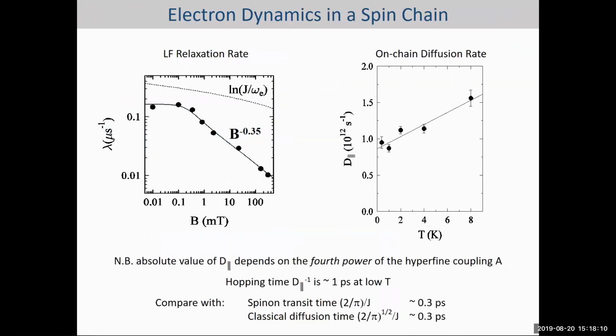Study the field dependence and see the power laws, and then convert that to an absolute diffusion rate operating along the chain. It's quite sensitive to this hyperfine coupling. It's actually a fourth power, so it's quite important to get a good value for the coupling in this case. And you can then compare the hopping time you get at low temperature with the theoretical values for the spinon transit time, and it's not too far off, maybe a factor of 3 or so.